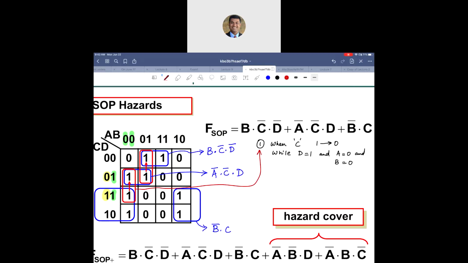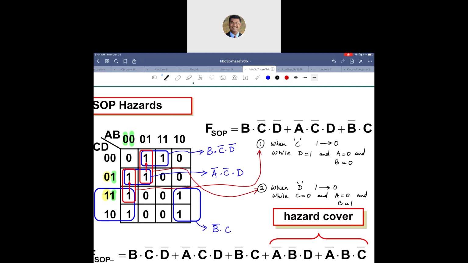Next, for the second one, when D changes from 1 to 0 while C is 0 and A is 0 and B is 1. So that's your second RPI.